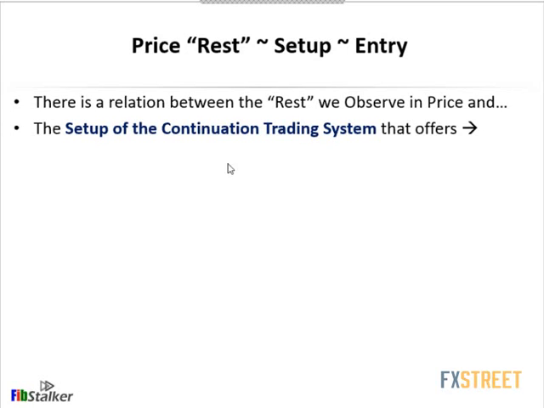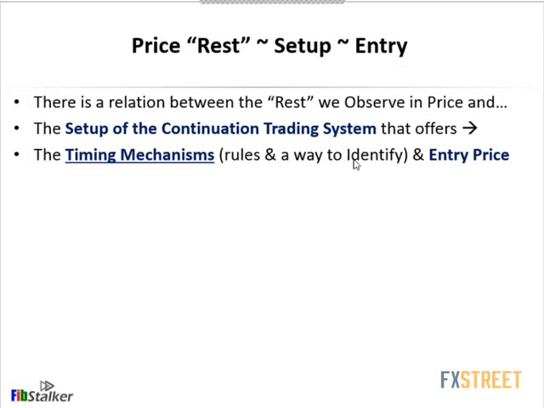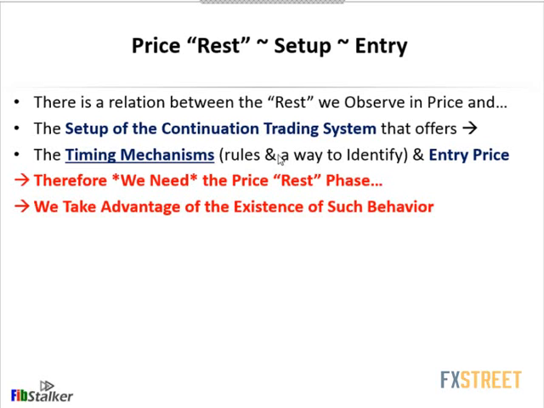Okay, the setup of the continuation trading system offers what? A timing mechanism, the rules, and a way to identify the entry price. And we need the price rest phase for this. So we need the rest also to time. Without that, we cannot time, basically, because we cannot identify a pattern on the lower time frame. We take advantage of the existence of such behavior, the consolidation phase.